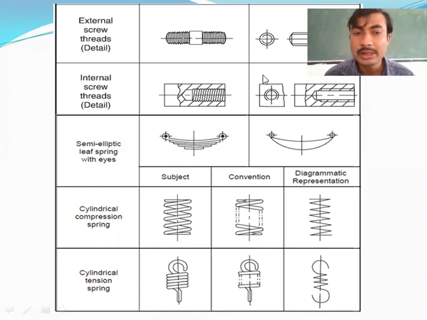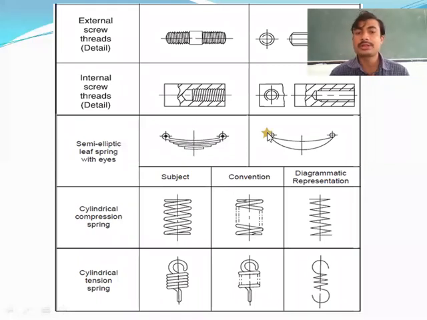The next one is the semi-elliptical leaf spring. You can see the application of this one in lorries or trucks. I'm going to denote it by the star mark.